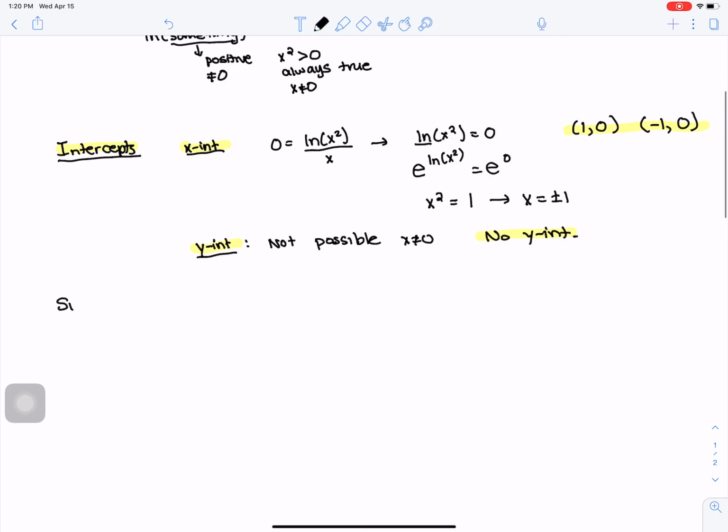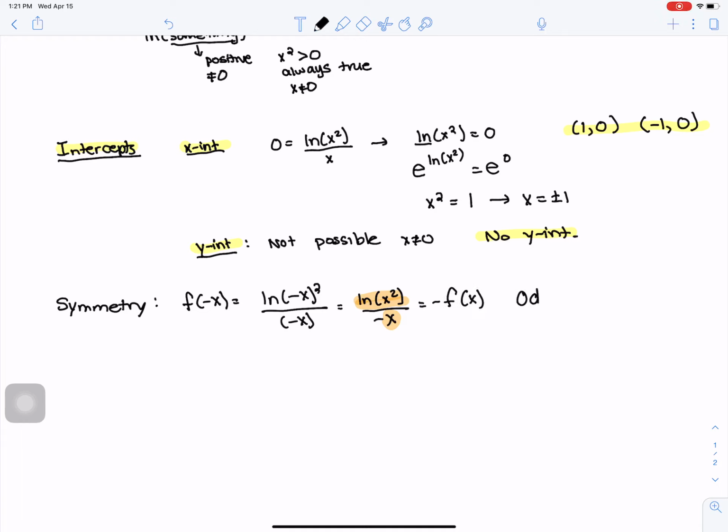Let's do our symmetry. So what we want to do when we're calculating symmetry is compute f of minus x. So we're going to get ln of (minus x) squared over minus x. The negative value squared gives me just the positive value over negative x. You can notice in this specific example, this stuff is exactly f of x, and then there's a negative outside. So it's negative f of x, which means my function has odd symmetry.